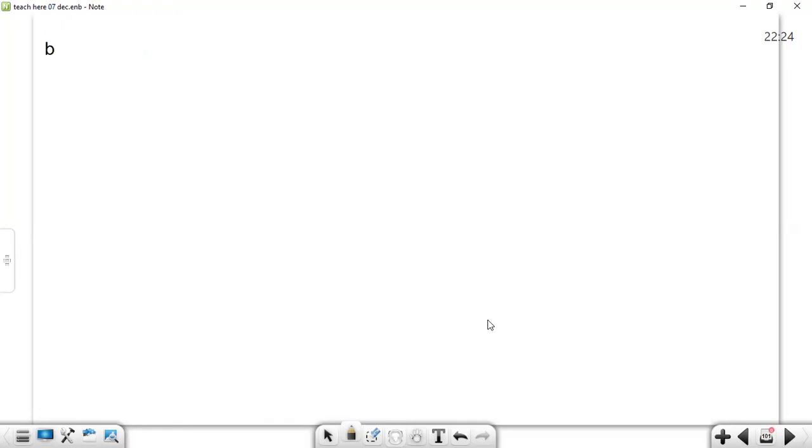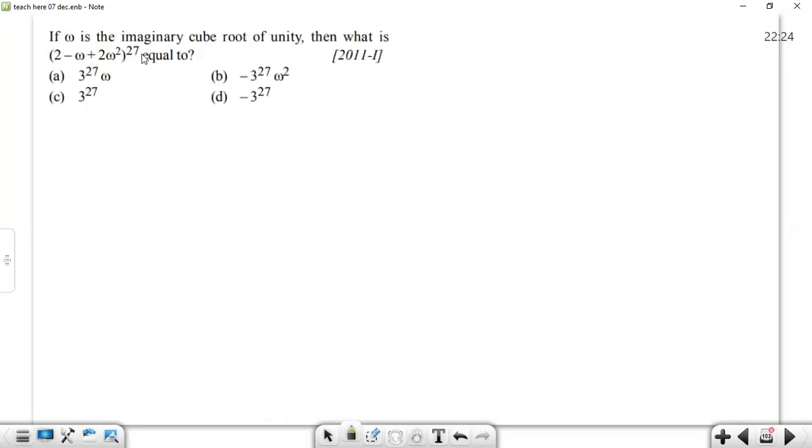Let's go to the next question. If omega is the imaginary cube root of unity, then what is the value? So we have the information that omega is the imaginary cube root of unity. We have to find out 2 minus omega plus 2 omega square, raised to power 27. Now let's first simplify this. How can we simplify this?